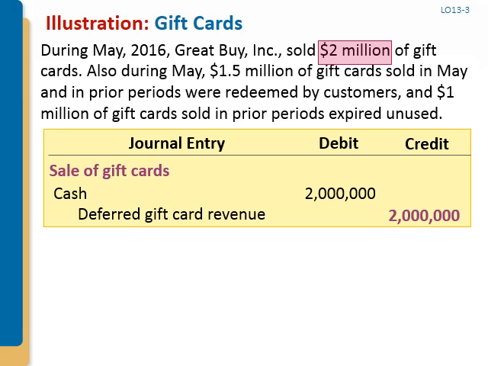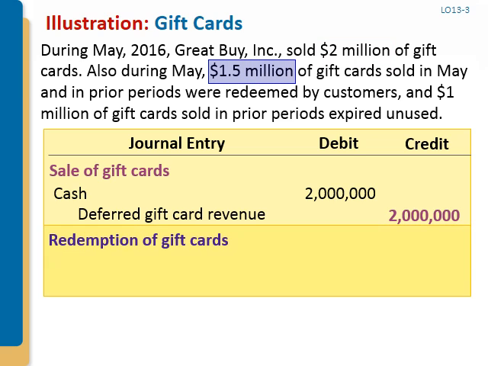Also during May, $1.5 million of gift cards sold in May and in prior periods were redeemed by customers. Thus, we debit the deferred revenue account while crediting revenue for $1.5 million. Also, $1 million of gift cards sold in the prior period expired unused. This further decreases the deferred revenue by $1 million and increases revenue by the same amount.